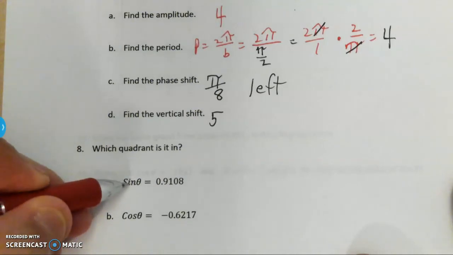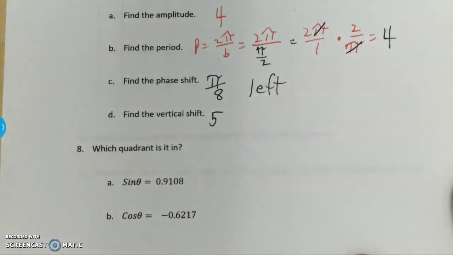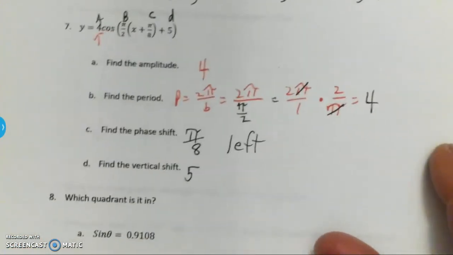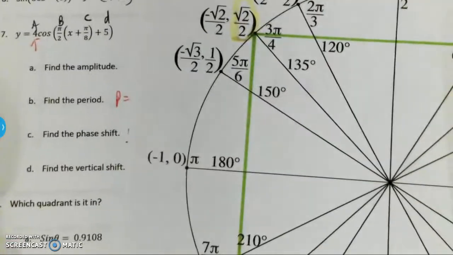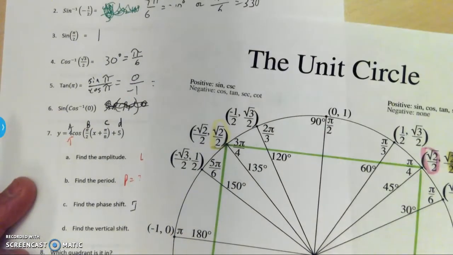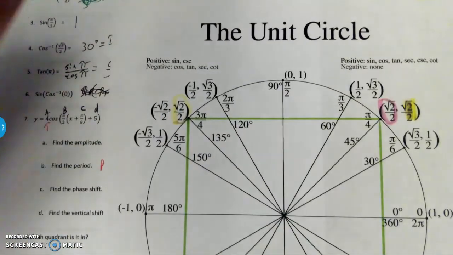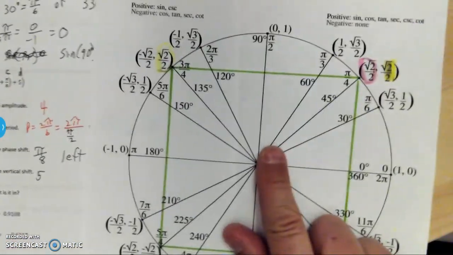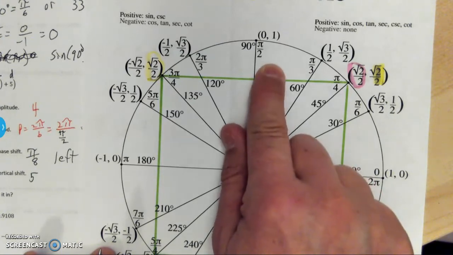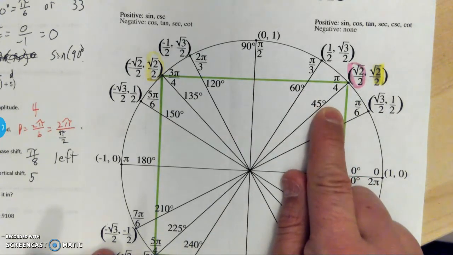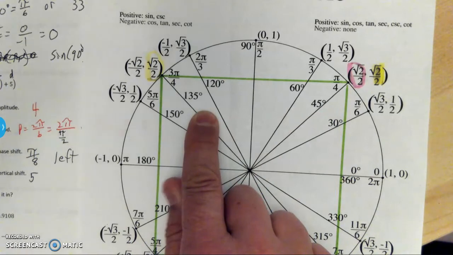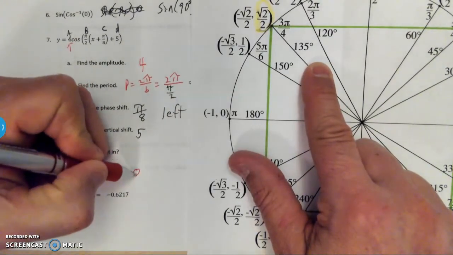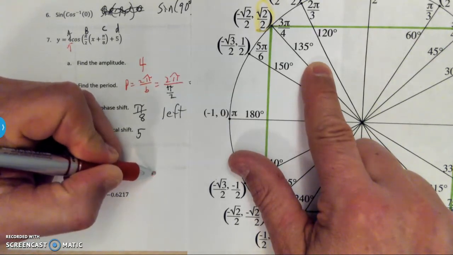So this is sine of theta. Sine is going to be the y coordinate. So basically, on my unit circle, I need a y coordinate that's positive. The y coordinates are positive when you go up. So that's in quadrant 1 and quadrant 2. So the first one is quadrant 1 or quadrant 2.